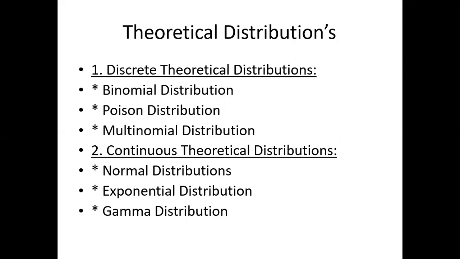Now we'll go for the theoretical distributions. They are classified into two parts. One is discrete theoretical distributions, and the second one is continuous theoretical distributions. In discrete theoretical distributions we study the binomial distribution, Poisson distribution, and multinomial distribution, whereas in continuous theoretical distributions we have the normal distribution, exponential, and gamma distribution.